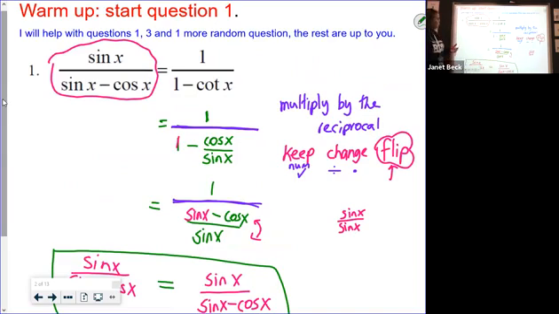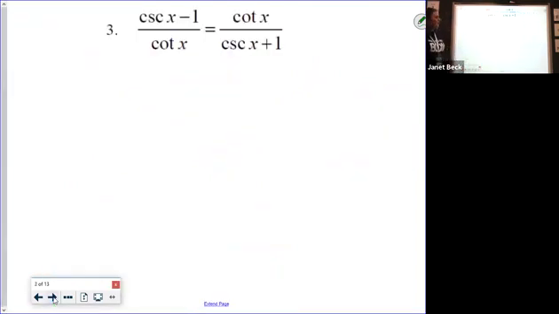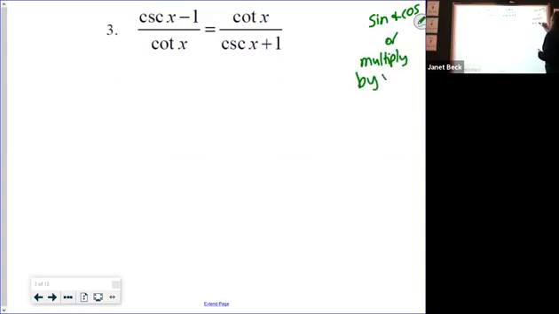Let's try another one from your homework. Let's do number 3 from your homework now. And again, I want you to try this on your own. And I want you to use one of those techniques. Either on one side of the equation, change everything into sines and cosines, or multiply by a conjugate, or multiply by one, by a special one based on a conjugate. For instance, this has got a conjugate. This one's conjugate is where there's a minus, you write a plus instead.